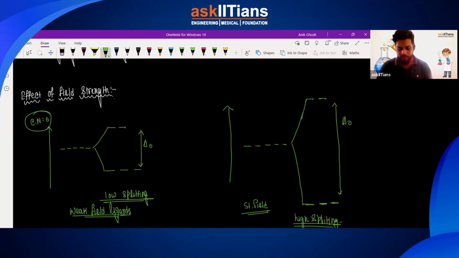So dx square y square and dz square get destabilized by a huge amount. As a result, T2G has to get stabilized by a huge amount, and the gap between T2G and EG is increasing significantly, right?